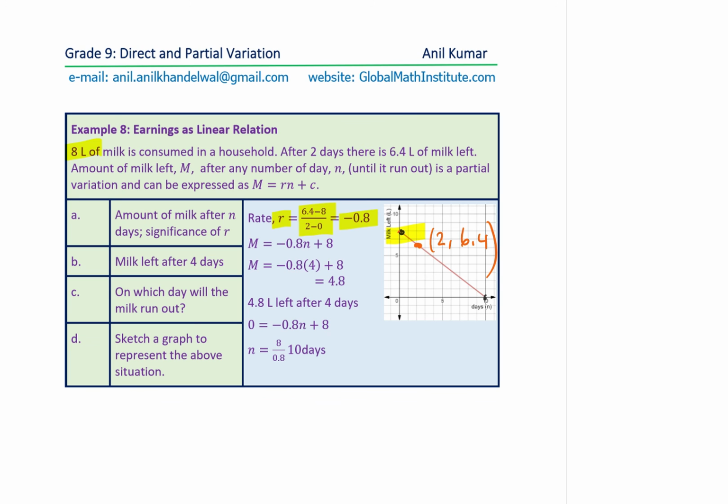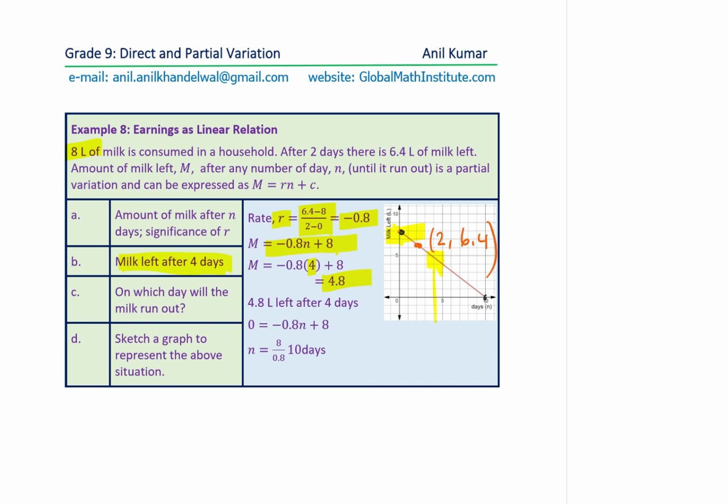So it is decreasing each day because it is being consumed. So milk remaining can be written as minus 0.8n plus 8, since 8 is the y-intercept. Now we can answer the rest of the question. Milk after 4 days means substitute 4 for n and you get 4.8, right? So that will be the answer here.